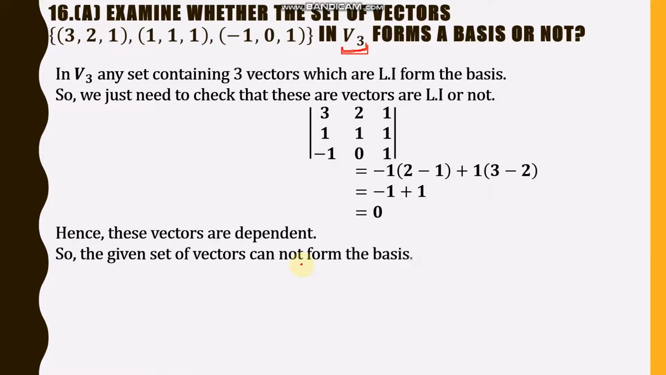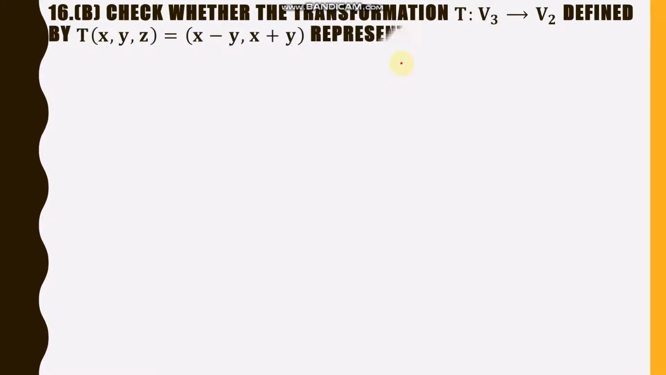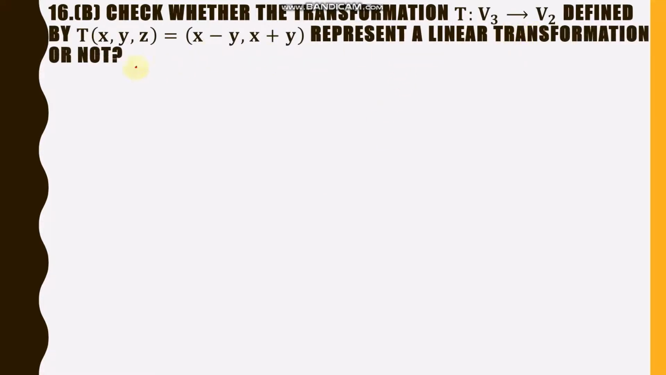Next question, 16th D part. Check whether the transformation T from V3 to V2 defined by T of x, y, z equal to x minus y, x plus y represents a linear transformation or not.